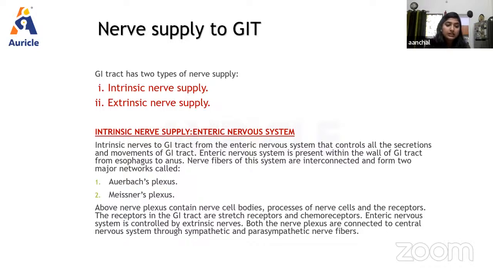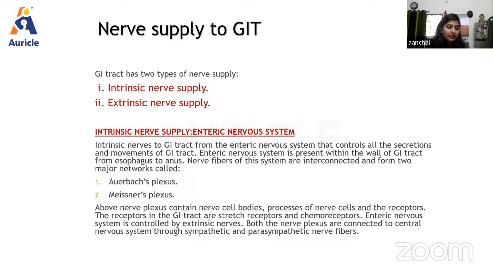So as we know, it is divided into the myenteric, the Auerbach's, or the Meissner's. The intrinsic nerves to the GI tract form the intrinsic nervous system that controls all the secretions and movement of the GI tract. So the enteric nervous system is present within the wall of the GI tract from esophagus to anus. Nerve fibers of this system are interconnected and form two major networks. The first we have myenteric and the second we have Meissner's.